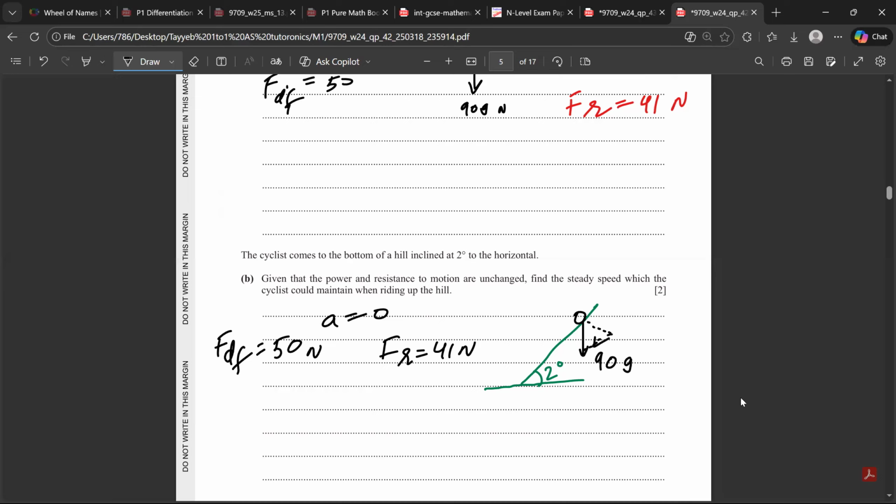Okay, hold on. I don't think driving force will remain the same. They say power remains the same, but driving force and velocity can change. So I will erase this part.